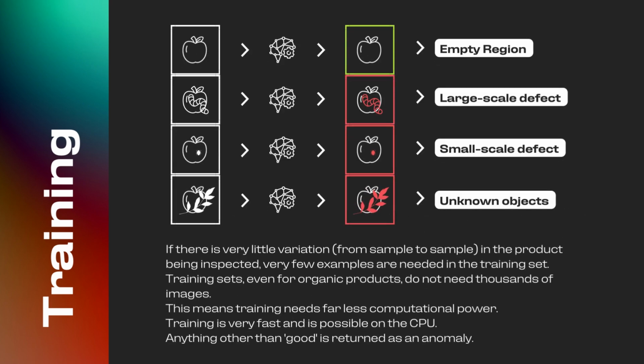So, as I've said previously here, if there's very little variation from sample to sample, then very few examples are needed in a training set. So training sets, even for organic products, don't really contain anywhere near as many examples as you might think you'd need in a full deep learning classifier. This is because we're not starting from scratch.